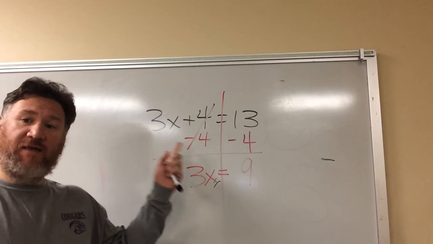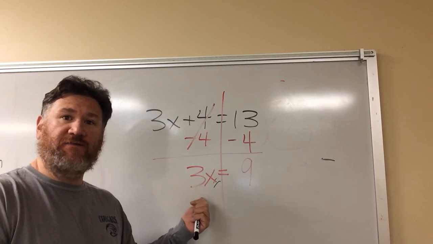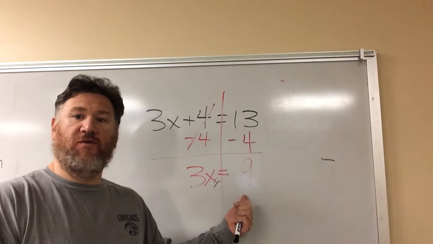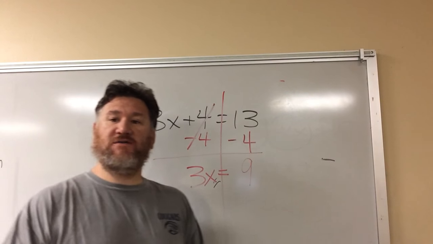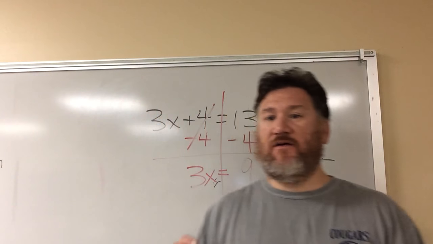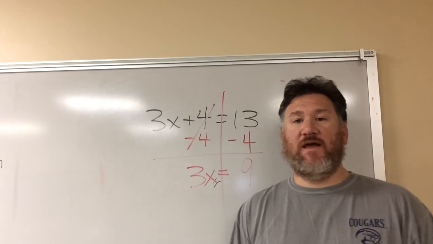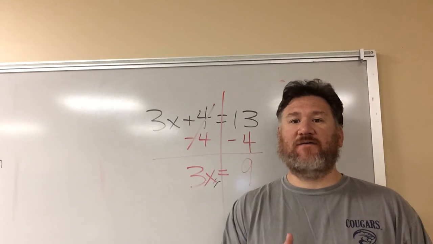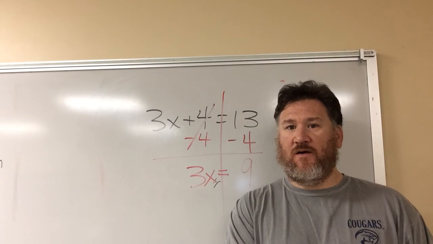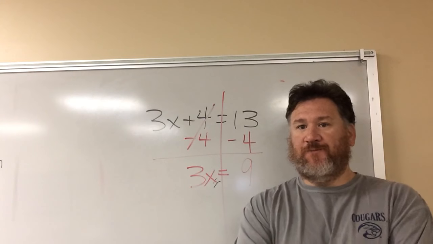So we've added and subtracted. We've put all of our x's on the left side. We've put all of our numbers on the right side. Now we go to the final step, step 5, which is to multiply or divide so that we can get x equal to our answer, or 1x equal to a number, which would be the solution.